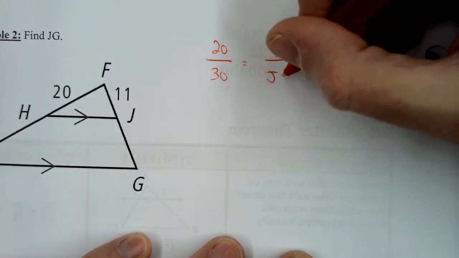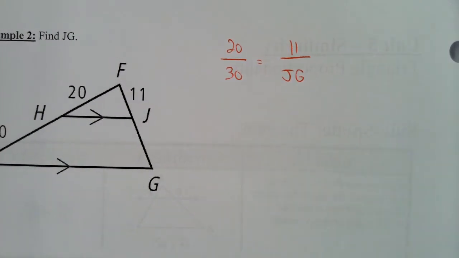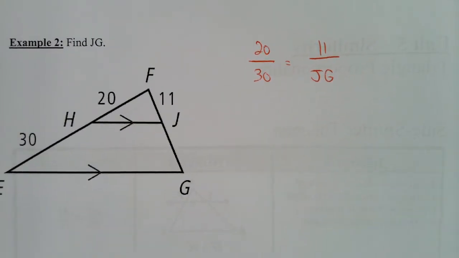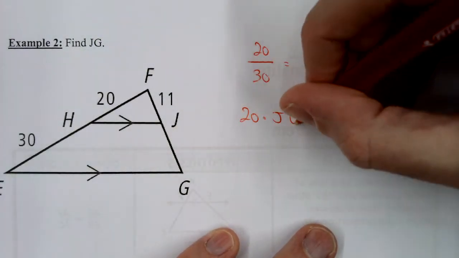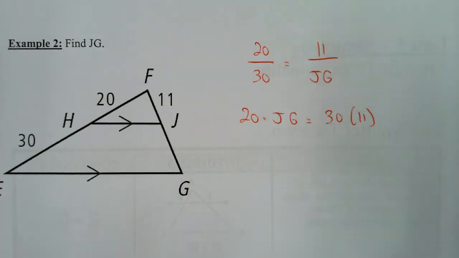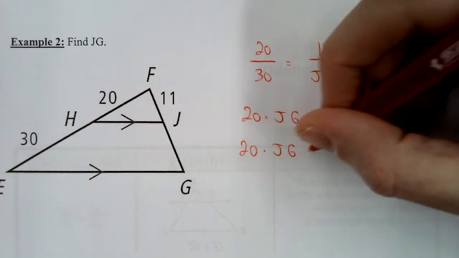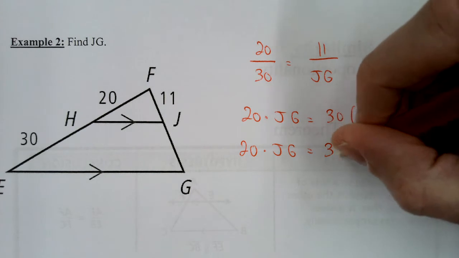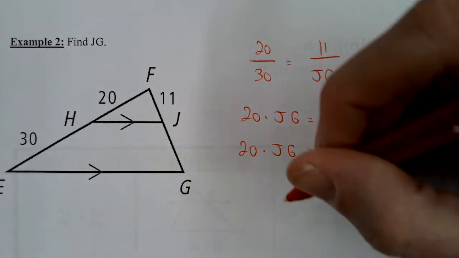You can use X if you want and then use JG in the end. I'm just going to use JG right now. Cross multiply, 20 times JG equals 30 times 11. 20 times JG equals 330. And divide by 20. JG equals 16.5.